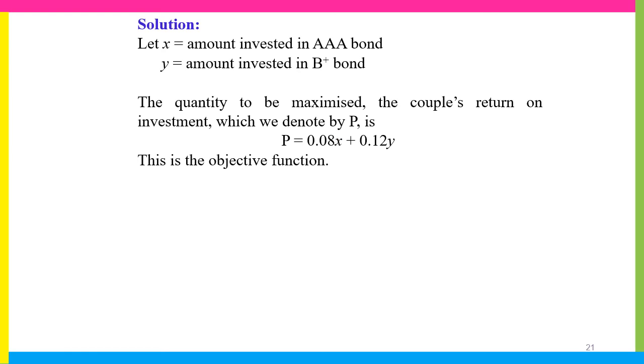And then 0.12 multiplied by Y, adding up the profit from the investment in the B plus bond, which is 12% multiplied with the amount itself. So 0.12 multiplied by Y. So this is our objective function, because of the return itself. We want to maximize the return, so we have to know what the return is first. Okay, so this is the objective function.